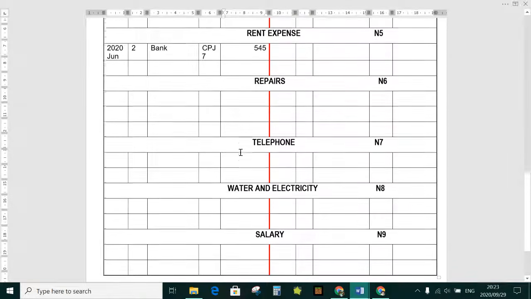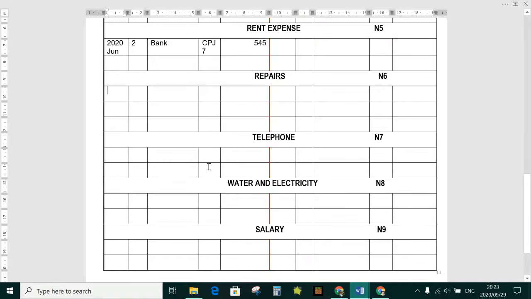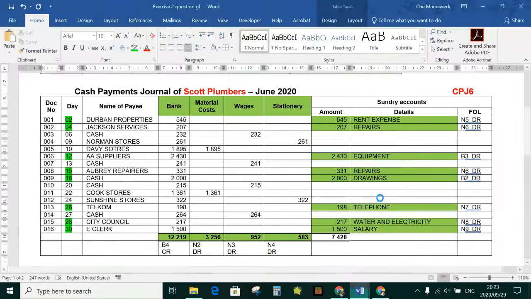We are now coming to repairs, and if we have a look at our journal, we have 2 transactions for repairs. We have 207 Rand on the 4th, and we have 331 Rand on the 15th. So we need to make sure that we post both of those. So repairs is in sundry. We're posting on the specific day, 207 Rand, and it's going on the debit side.